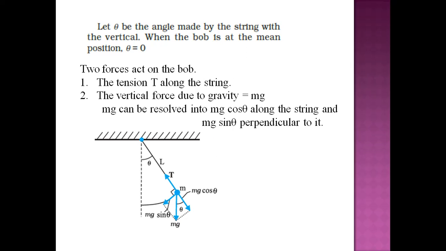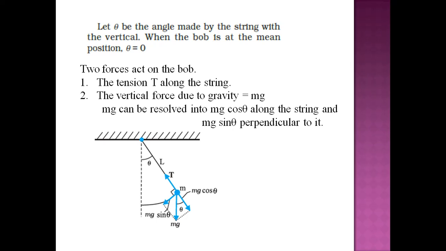Now let theta be the angle made by the string with the vertical, as you see in the diagram below. So as it oscillates, we can imagine the string making an angle theta with the vertical. So when the string or the simple pendulum is in the mean position, starting position, theta will be 0. But as it oscillates, in some intermediate position, we say there is an angle theta.